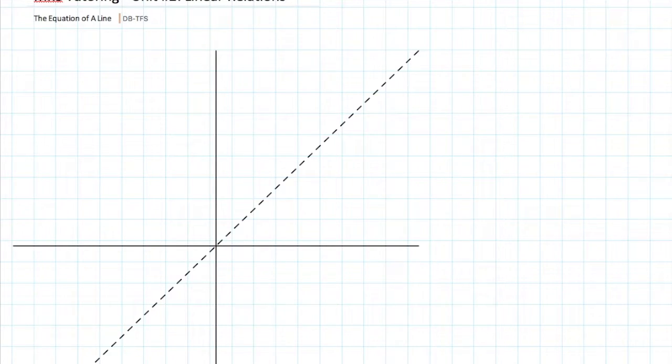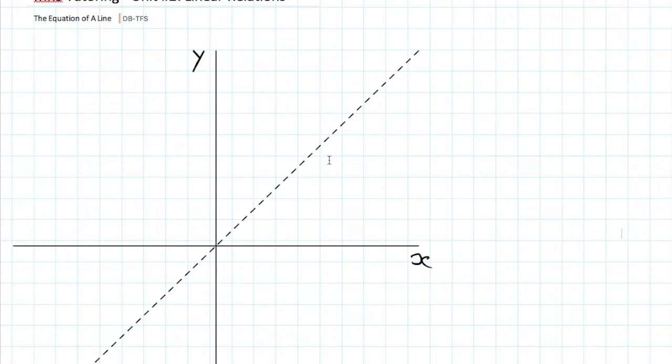As you can see right now, we have a graph with the y-axis going from top to bottom, and the x-axis going sideways from left to right. In the middle we have a dotted line, and hopefully most of you notice that this line is straight.